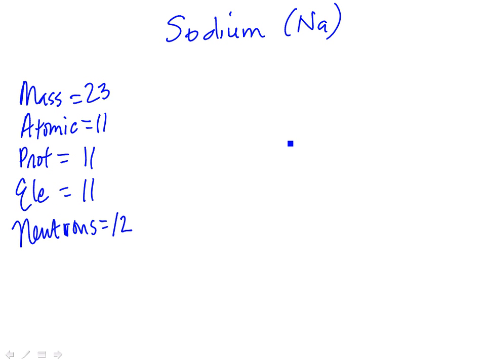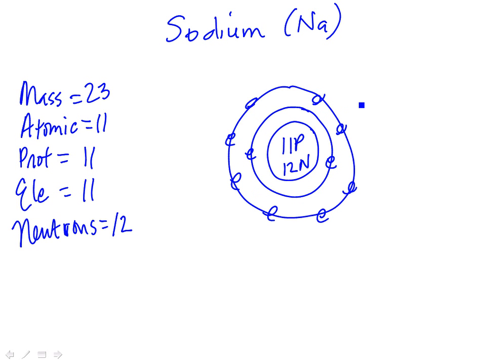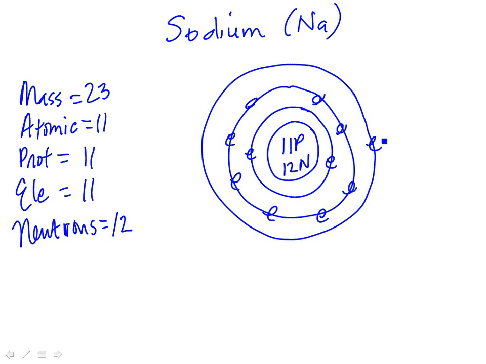Alright, so we know protons and neutrons go in the nucleus, so we've got 11 protons, 12 neutrons. We end up with 3 shells, looks like, so that's 2 in the first shell, 8 in the second shell, and the final shell will have 1 left over.